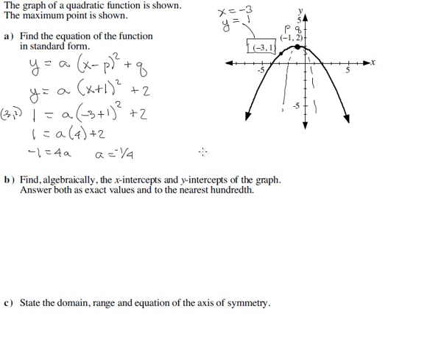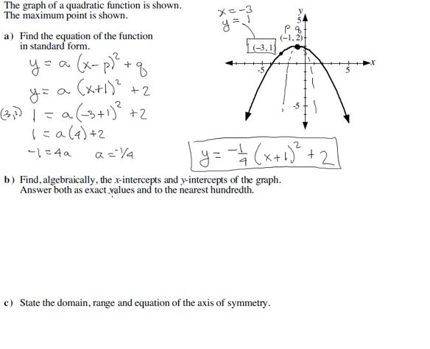So I'll just write it out one last time. Our standard form is, I know what a is now, it's minus 1/4, and then we just copy out all the other stuff we had. x plus 1 all squared plus 2. So there's our standard form.